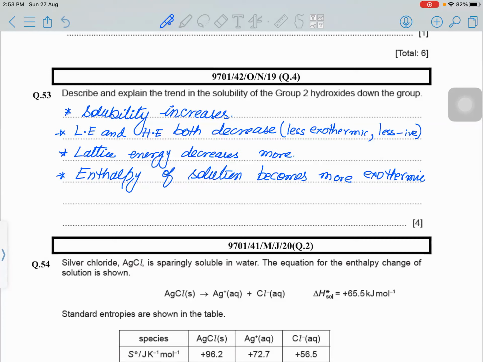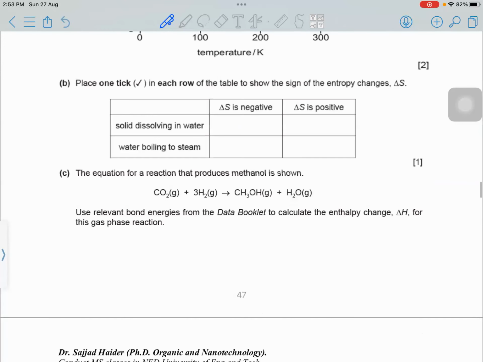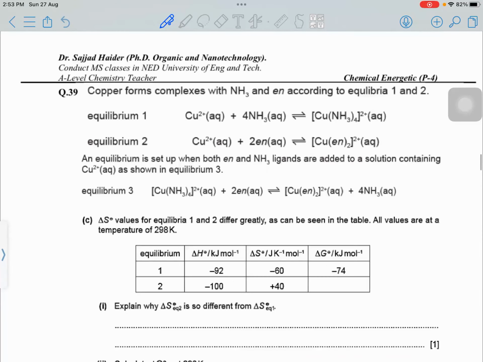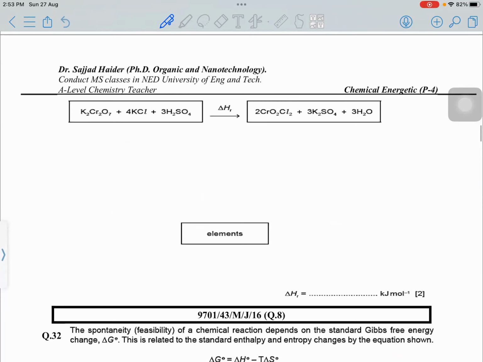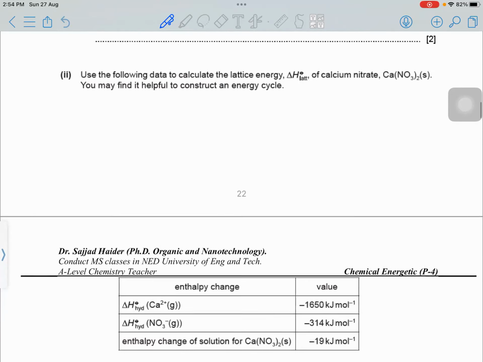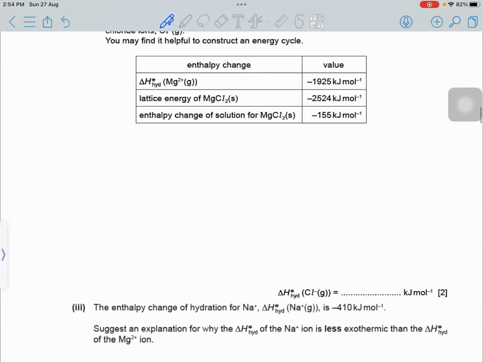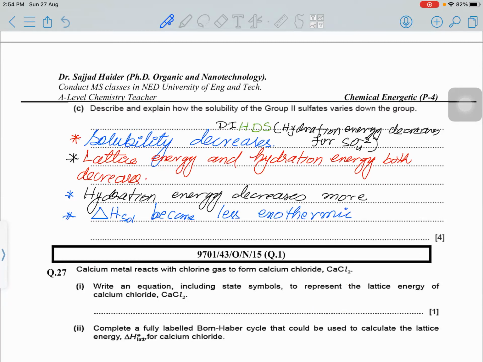Now move to sulfate. Here we have October November 2015, variant 43: discuss the solubility of group 2 sulfate.